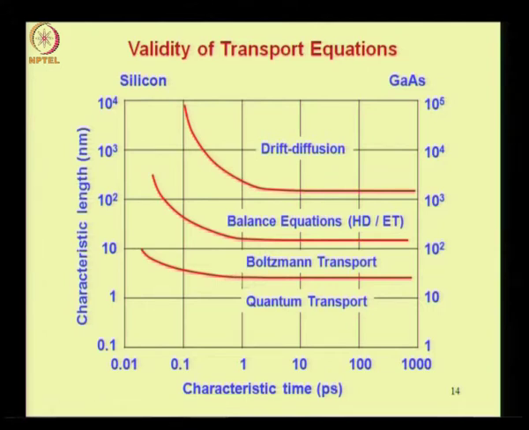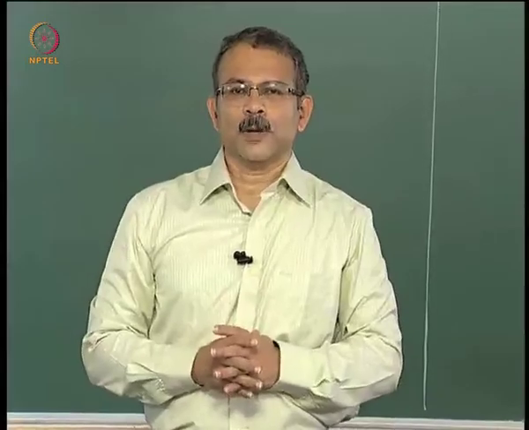Now if you want to understand how these boundaries are arrived at, then a discussion of characteristic lengths and times is very important. So you can see that in this graph, the y axis is characteristic length and the x axis is characteristic time. Towards the end of this module we will try to understand this graph which talks about the validity range of various models in terms of the various characteristic lengths and times that we shall discuss in the module.